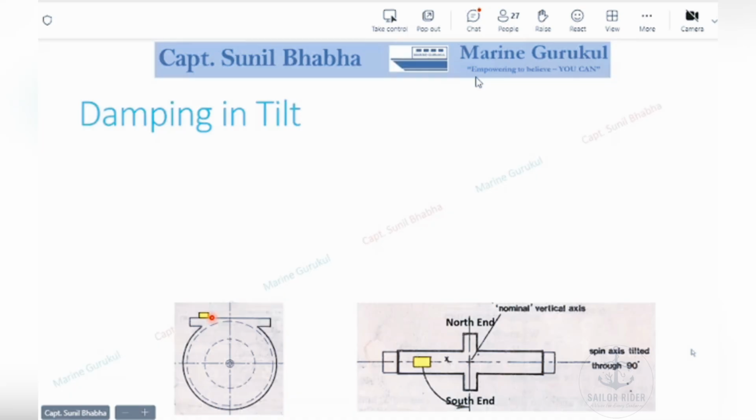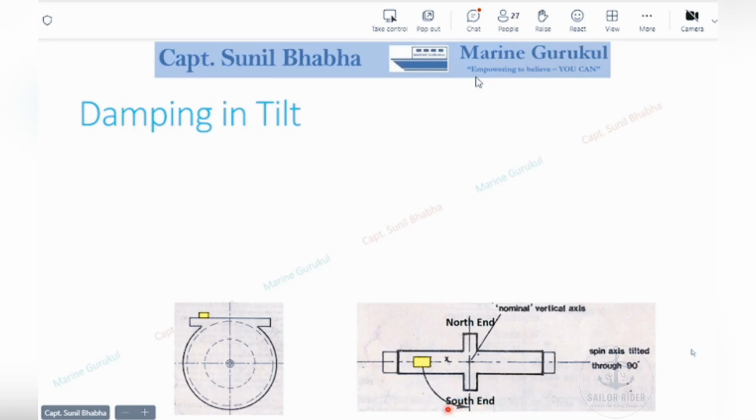Now if it tilts by 90 degrees and you are looking at it from the same direction, this is how it is going to appear. You see, this is the spin axis tilted by 90 degrees. The north end of the spin axis, which was initially pointing into the screen, has gone upwards and will now be pointing vertically upwards. This is the north end of the spin axis, and the south end, which was initially pointing towards you, has tilted downwards, and you can see in this diagram the south end is tilted downwards.